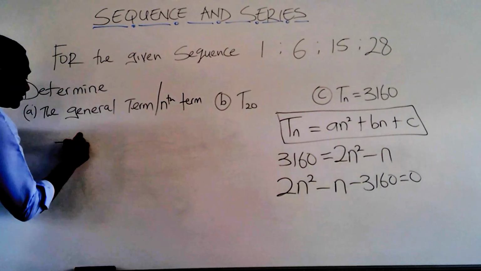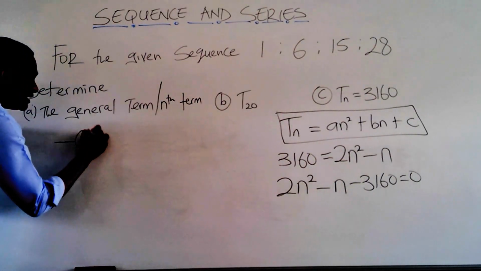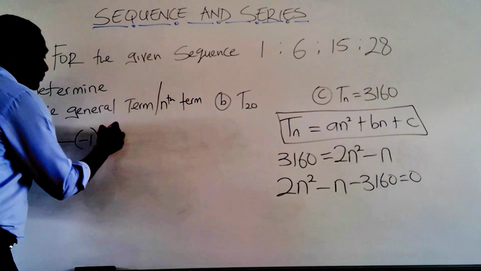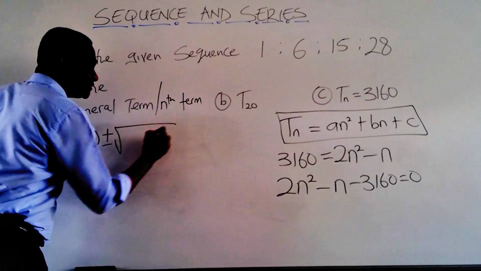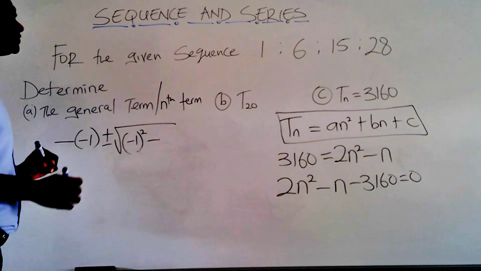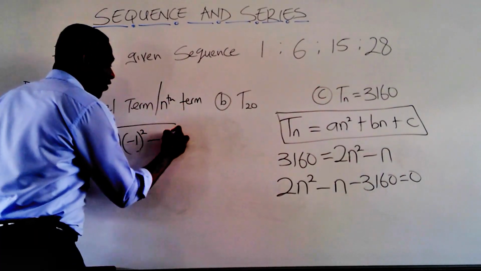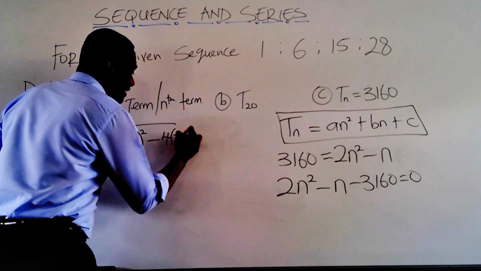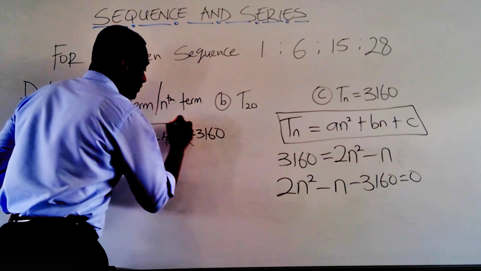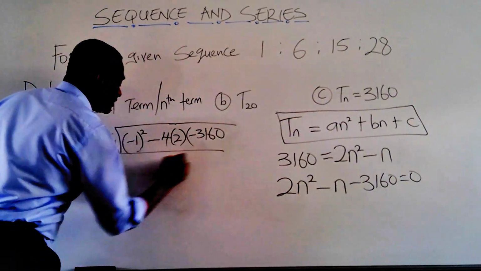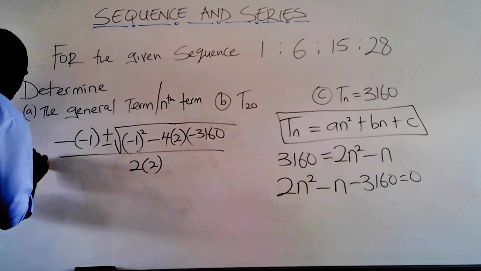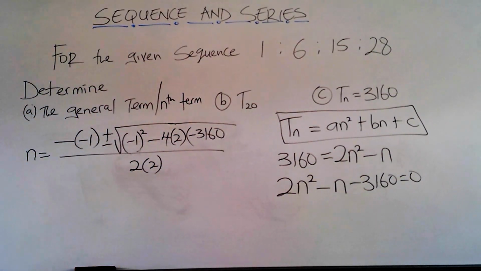Says minus b. Our b in that case is minus 1, so we have minus negative 1 plus or minus the square root of b squared, so negative 1 all squared minus 4ac, all over 2a. That will give us the value of n.